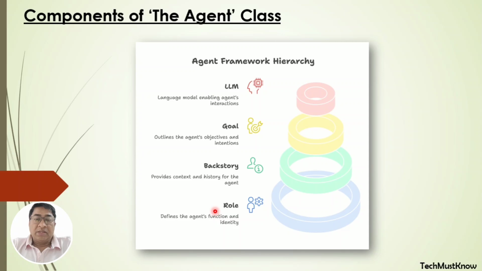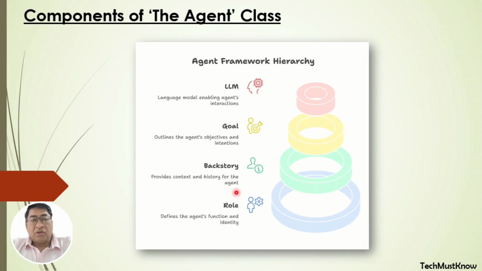The third component is backstory. The backstory defines the agent's current knowledge of its environment's responsibilities, and interactions with other agents or tools. It also defines the agent's current intent, that is, what the agent is planning to do based on the knowledge of the environment and its goal.